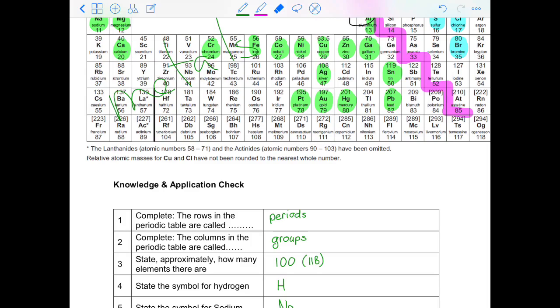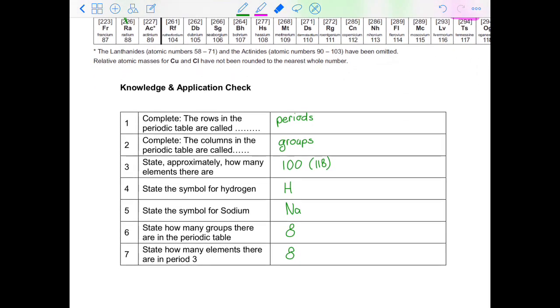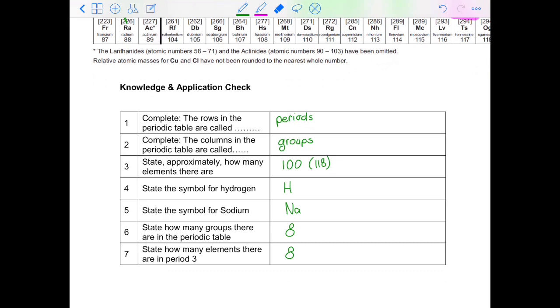And to finish off the lesson, the answers to the final knowledge and application check. So the rows in the periodic table are called periods. The columns are called groups. Because it says here approximately, if you've written 100, that's fine. If you've been more specific and written 118, that's all right as well.